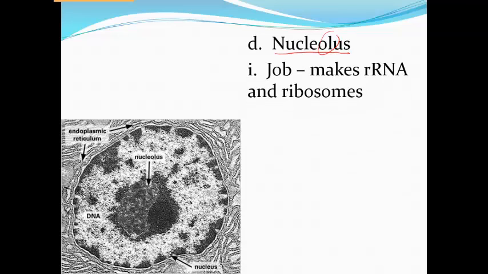Its job is to make RNA and ribosomes. So it makes a certain type of nucleic acid, but it also makes those little ribosome dots that I've pointed to a few different times. The nucleolus is pretty large. It's a really dark region inside of the nucleus, so it shows up pretty well underneath the microscope. So it is a dark mass. If you're ever looking for a nucleolus on a picture or you have to draw one yourself, make sure that you're drawing a dark spot inside of the nucleus.